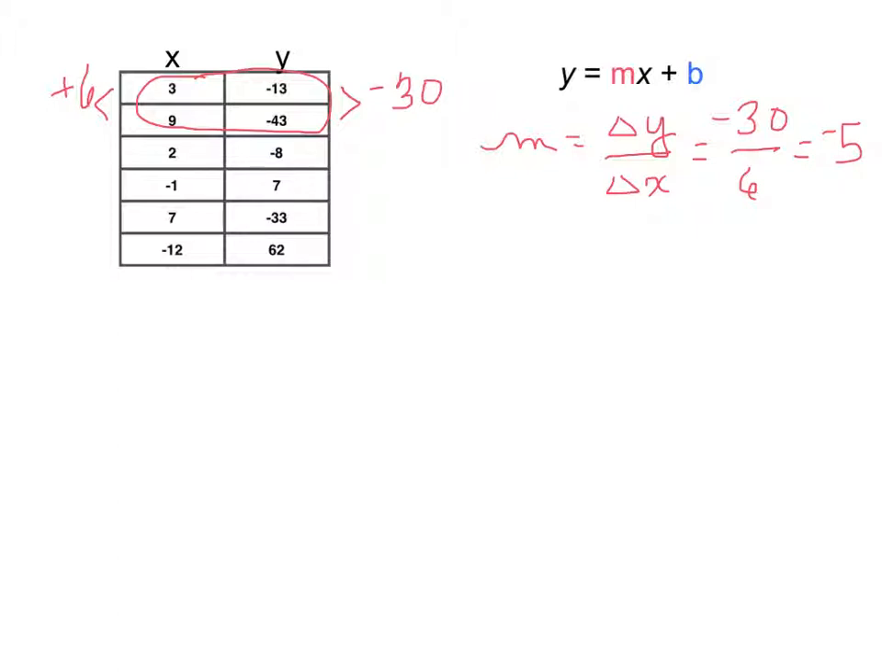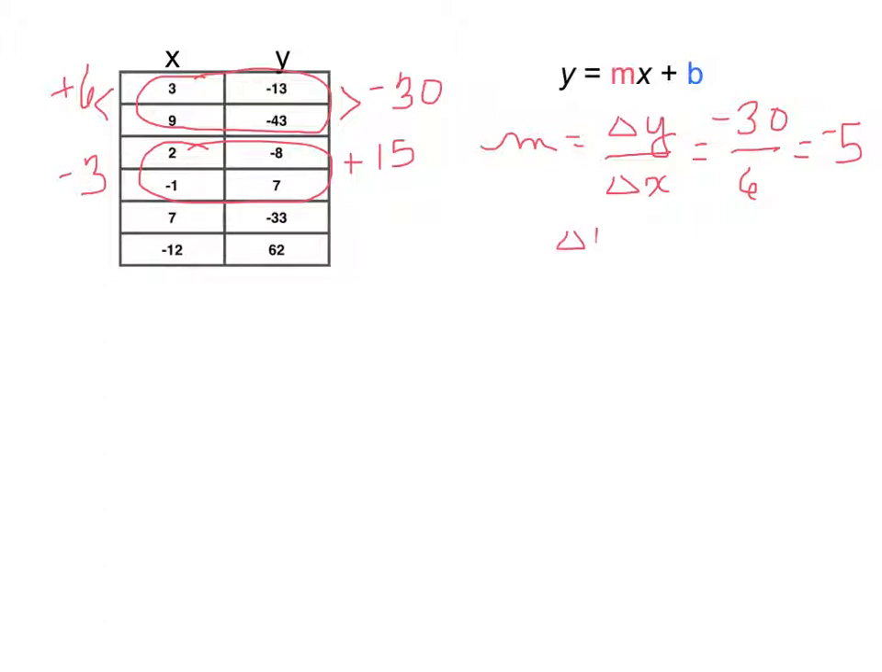If you were only given 2 ordered pairs, you would have to go with that and just make sure that it works. However, we do have other ordered pairs, so we're going to check to make sure that -5 is the slope. If we look at the next 2 ordered pairs, our change from -8 to +7, it's going up by 15, so it's an increase of 15. Our x's go from 2 to -1. That is a decrease of 3, so we have -3.